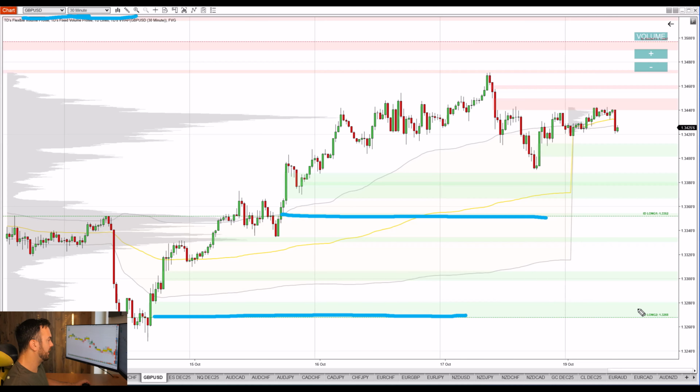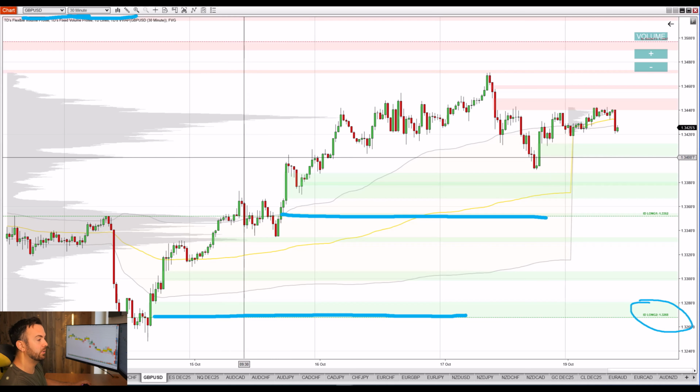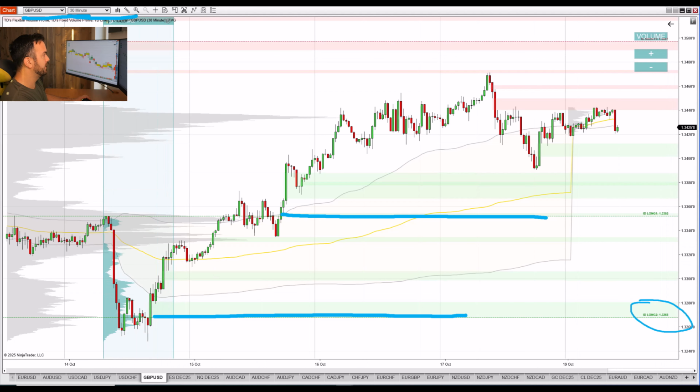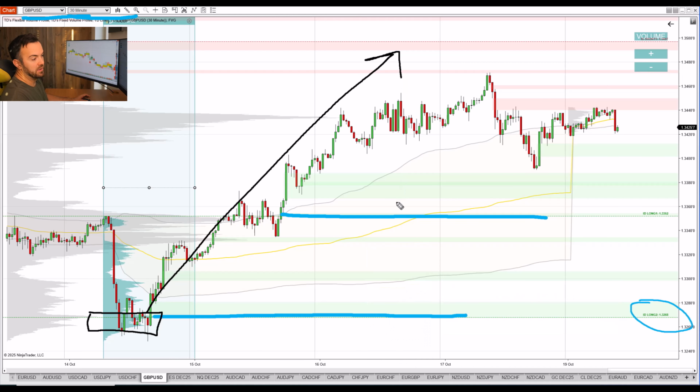Let me start with the lower level at 1.3268, because it's very similar to the level which I've just shown you on the euro. What we have here is a significant volume cluster, or in other words, a significant volume zone, at the base of a new uptrend. So again, this is telling us that strong buyers were accumulating long positions here, and from this place they pushed the price upwards, right?